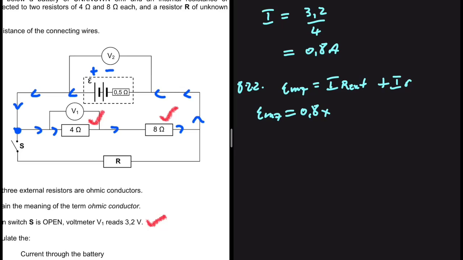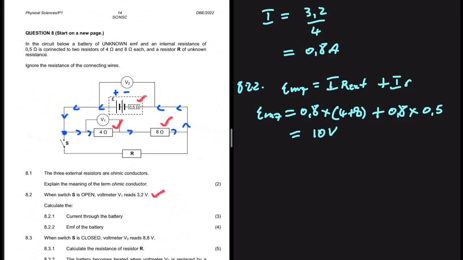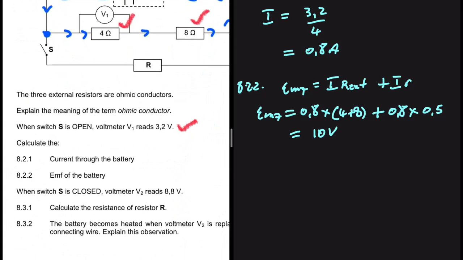So 4 plus 8, let's just write it down as it is. 4 plus 8 is our external resistance, plus 0.8 multiplied by the internal resistance. The internal resistance is 0.5 ohms. So we have 0.5. If you put that in your calculator, you should get an EMF of 10 volts. Let's move to the question that follows.